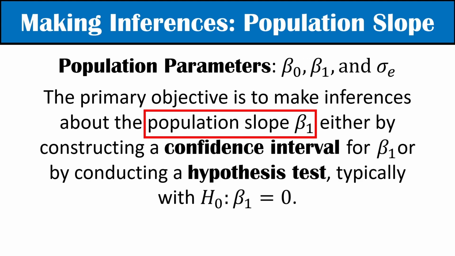And we can do that in two ways. We can construct a confidence interval, or we can conduct a hypothesis test, typically where the null hypothesis is that beta 1 is equal to 0. The question is, looking at our two quantitative random variables, our x and our y, is there evidence of an association? If there's no association, we would expect to see that the population slope is 0. If there is an association, we would expect to see evidence that the population slope is not 0. And so that's why, as a null hypothesis, beta 1 equal to 0 is the typical null hypothesis.